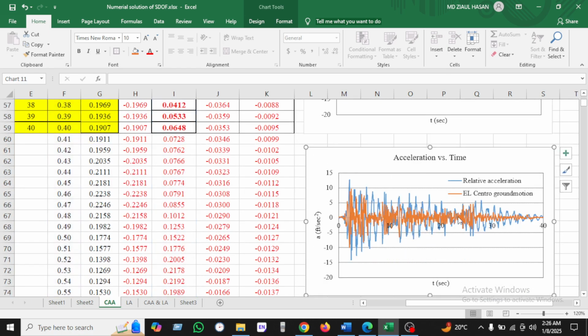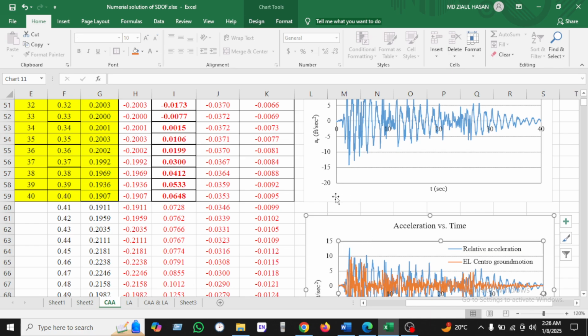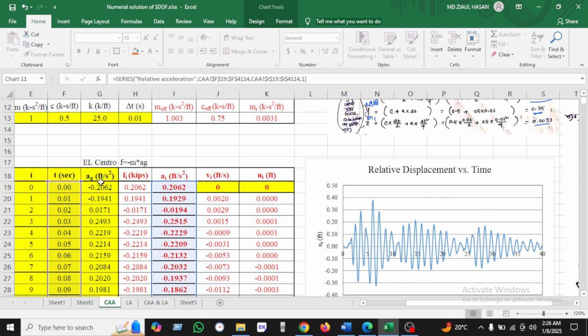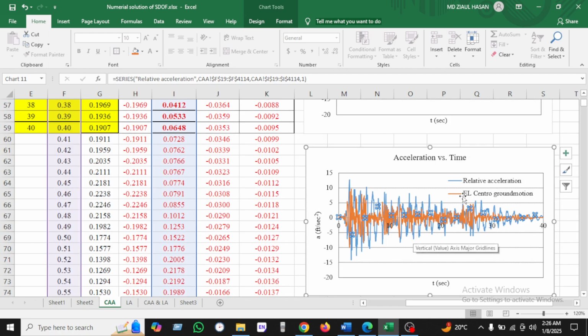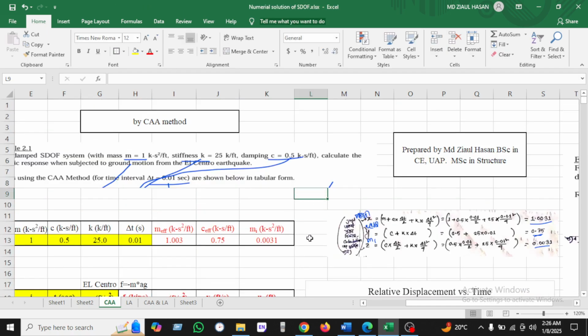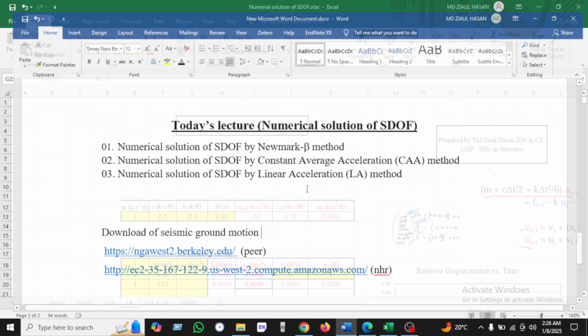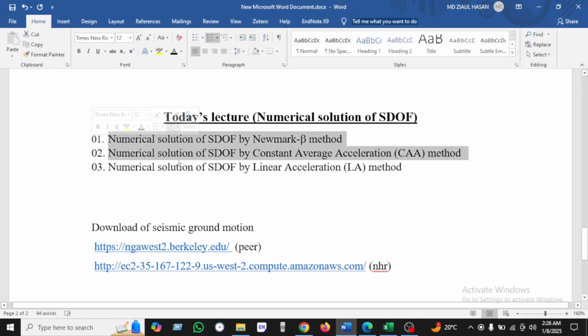And I am also comparing the acceleration, which I have been seeing here. The actual acceleration is LCN2, and the relative acceleration we have been seeing here. So the actual acceleration is less and the relative acceleration is much higher. So this is the CAA method. So in this way we will solve another, this portion is in depth, and now we'll see how we'll calculate the linear acceleration method.